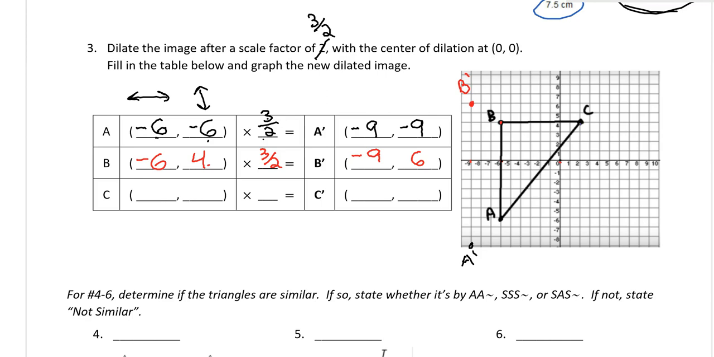The last one is C. C is right 2, up 4. 2 times 3 halves is 3. 4 times 3 halves is 6. So I'm going to go over 3, up 1, 2, 3, 4, 5, 6. And there's C prime. Okay. Then the last thing I have to do is actually connect all my dots. Got way off.